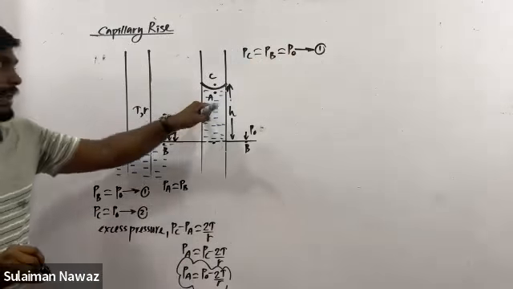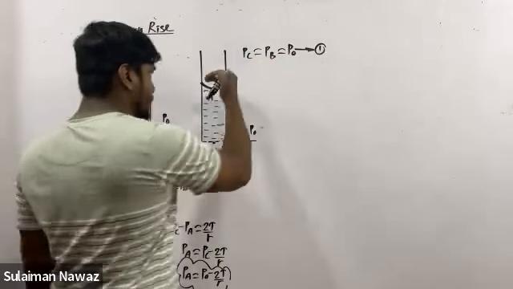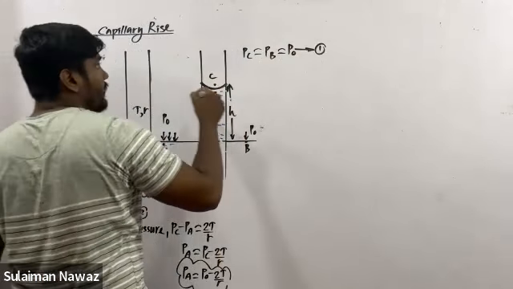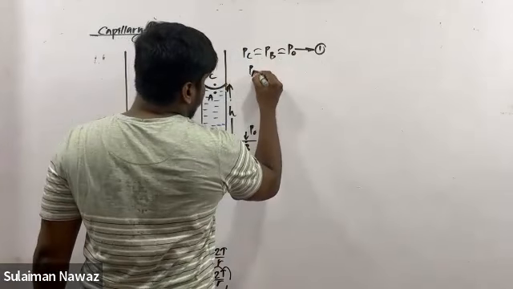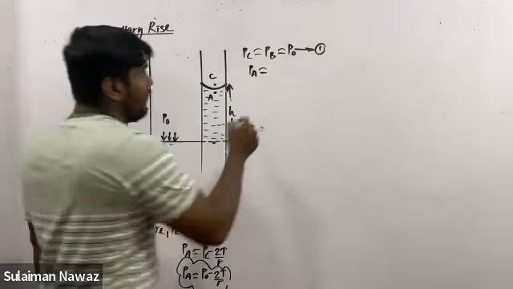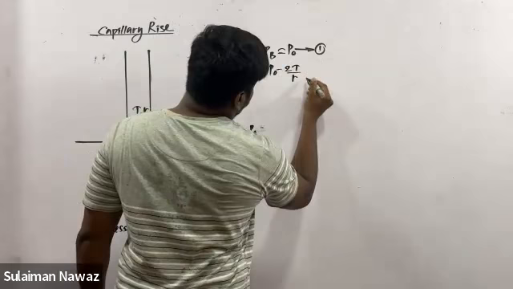Now, how can I find the pressure at point A? Like we discussed previously, we know that the excess pressure delta P equals 2T over R. Then I can write the pressure at point A equals P naught minus 2T over R. This is equation 2.